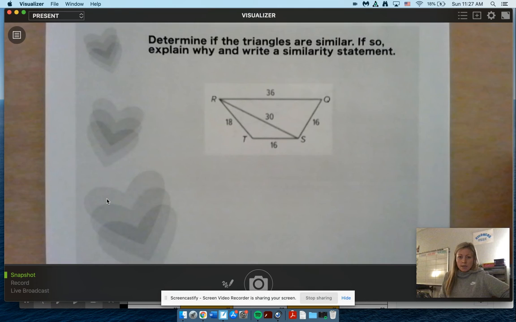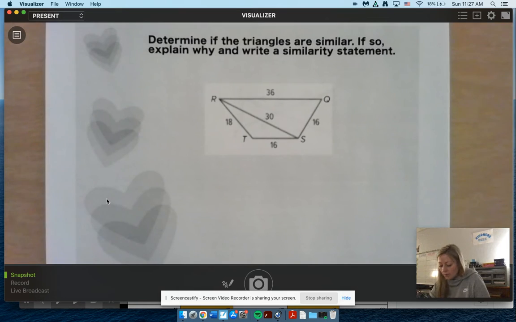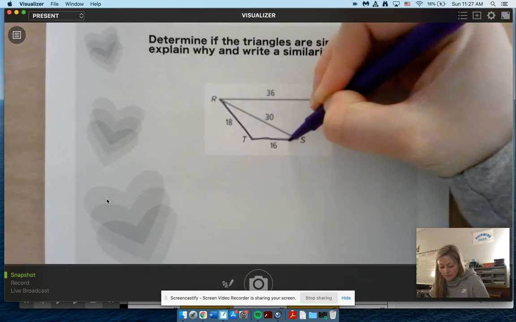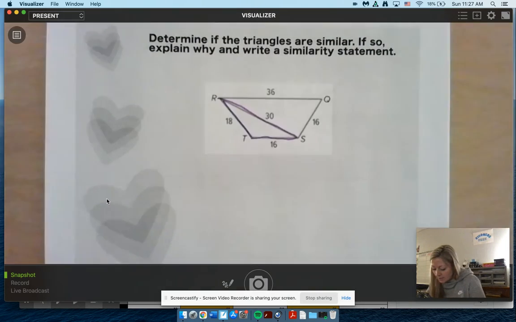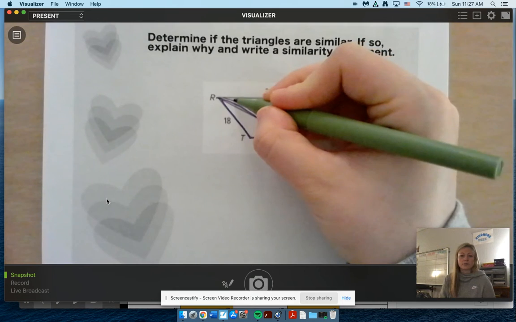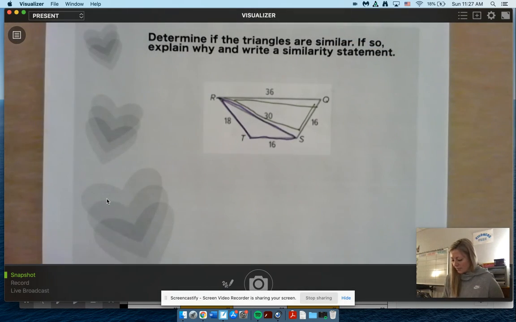All right. Determine if the triangles are similar. If so, explain why and write a similarity statement. So again, we have two triangles here. So I'm going to outline this guy on the left and this guy on the right. So we're going to have the purple and the green triangle. Ooh, that did not go so well, but you guys get the idea.